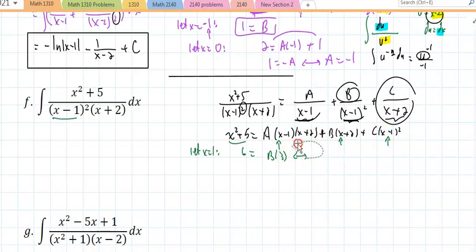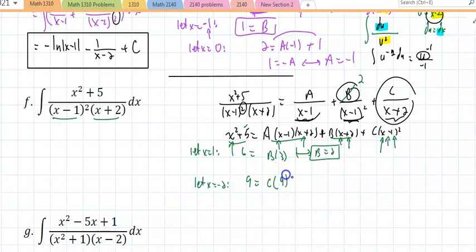So what's B? B is 2. What's the other value? You can't have x equal negative 2. Well, let x equal negative 2. Negative 2 squared is 4, plus 5 is a 9. A negative 2 there will make this term a 0. A negative 2 there will make this term a 0. A negative 2 there will make this C into negative 2 minus 1 is negative 3, squared is a 9. That means C is 1.